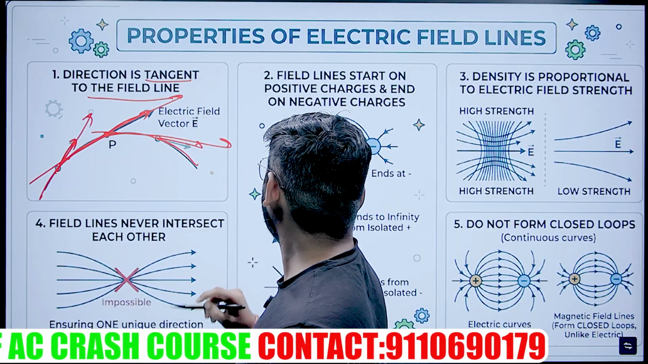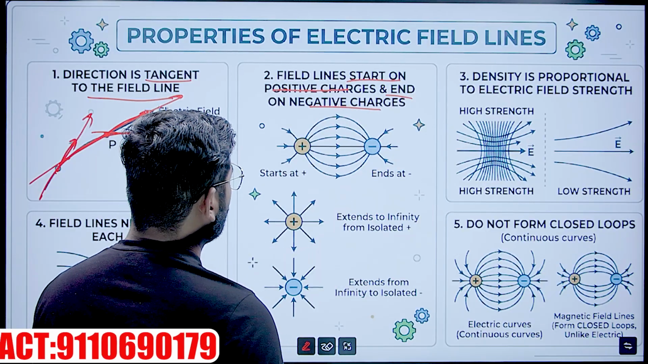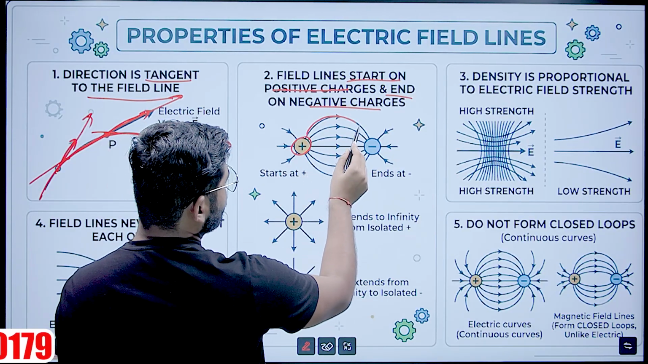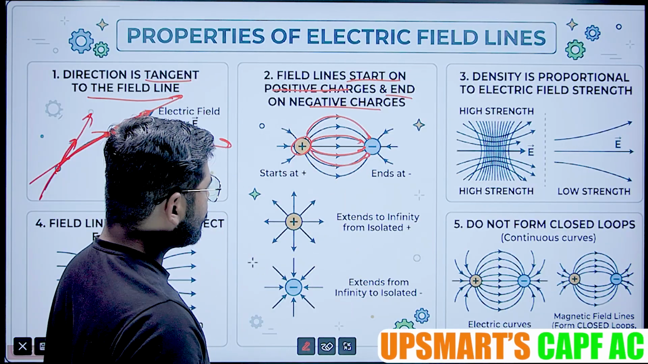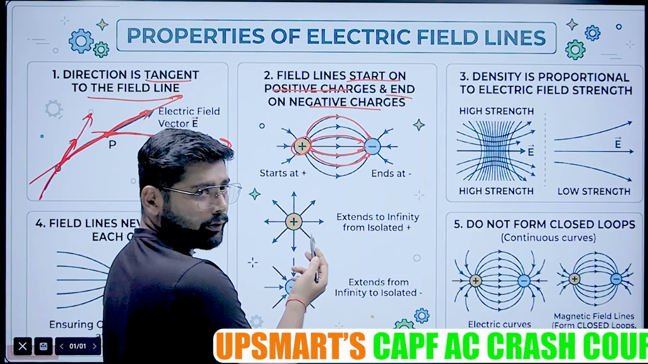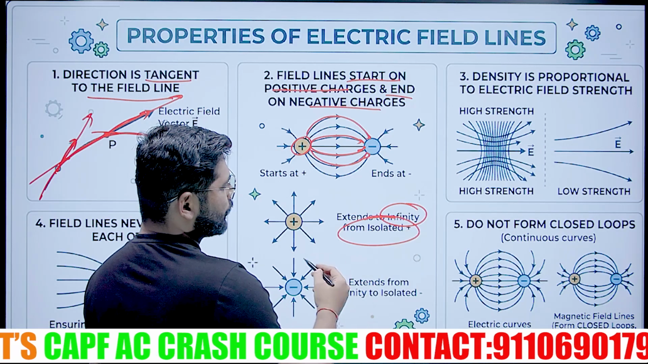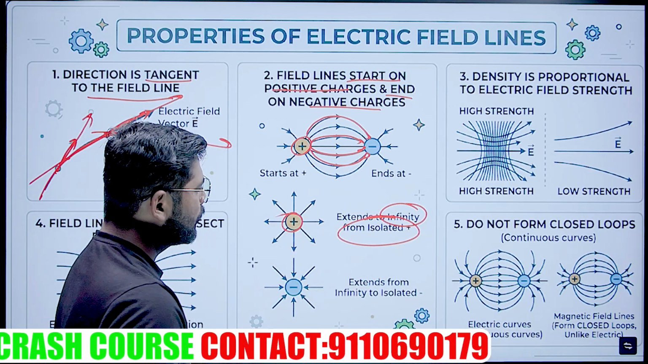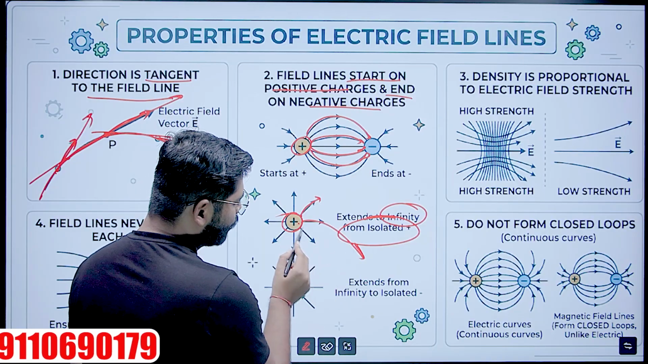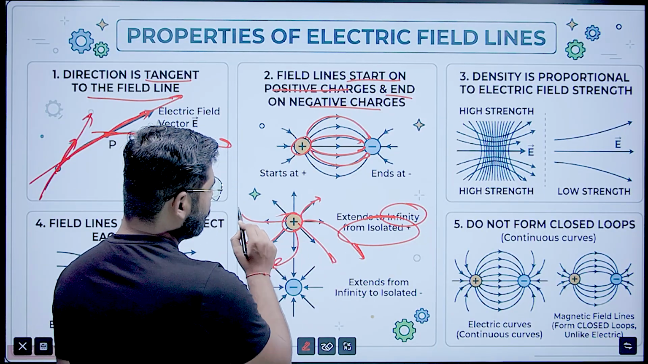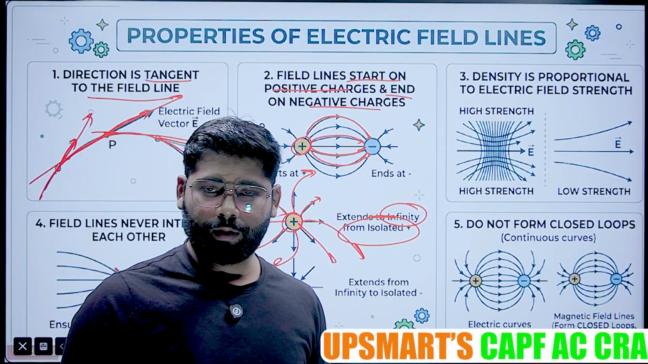Next property: field lines start on positive charges and end on negative charges. Where a field line starts on the positive charge and where it ends on the negative charge is an important thing. When the field starts from an isolated positive charge, it can go to infinity. There are infinite possibilities that it will go towards any negative charge.